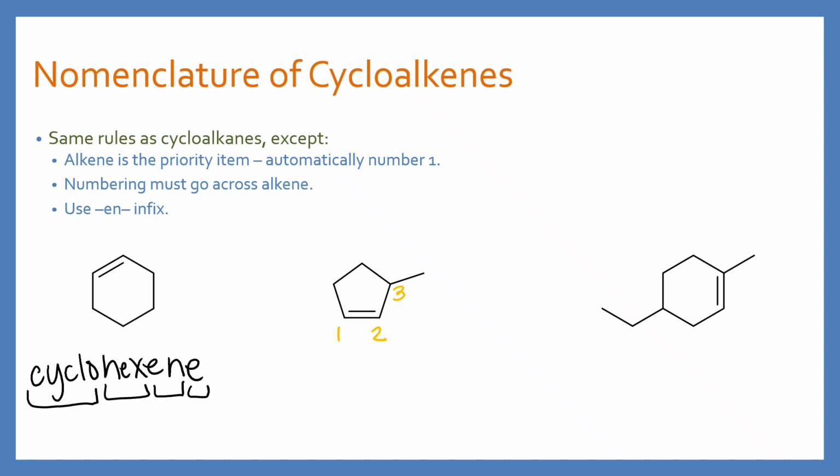So this is a derivative of cyclopentene, and we have a methyl on carbon number 3. So this is 3-methylcyclopentene.